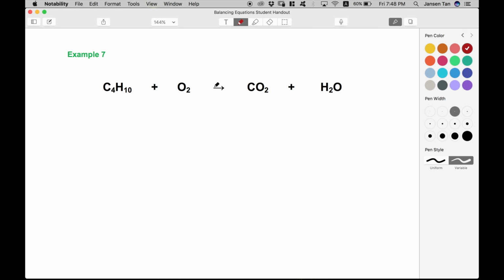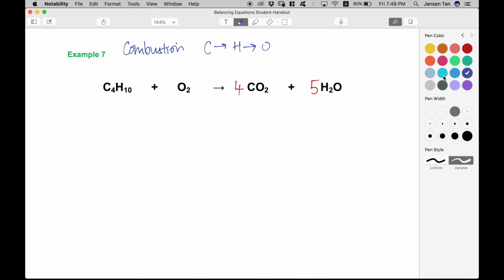Another type of equations where fractions are useful is in combustion reactions that we've seen earlier. So again, remember this kind of reaction is combustion. And we always go in the order carbon, followed by hydrogen, followed by oxygen. So let's look at carbon first. On the left we have 4, on the right I will have 4 here. Then we go to hydrogen. On the left I have 10. So 5 times 2 is 10.